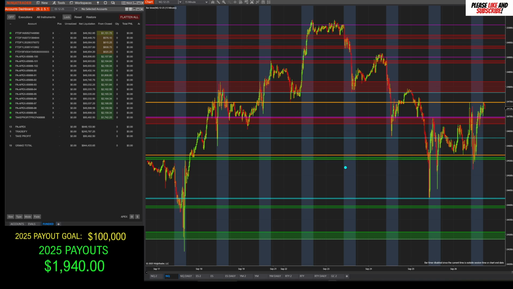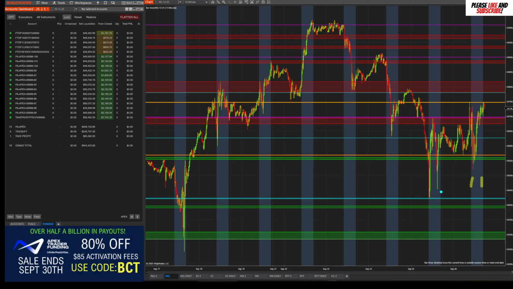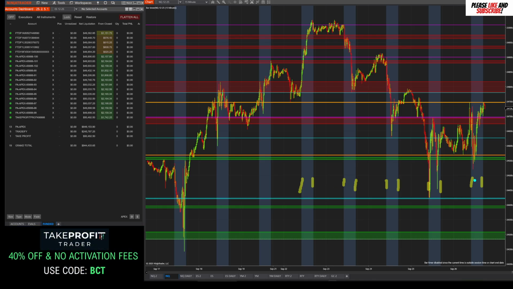For example, here I have the NASDAQ chart opened up, and you can see some levels I had charted from yesterday. By the way, let me just back up. This area right here, I have the New York session highlighted in a different color. So this is the New York session. I typically only trade during the New York session on my funded accounts. In fact, I rarely even trade the overnights.